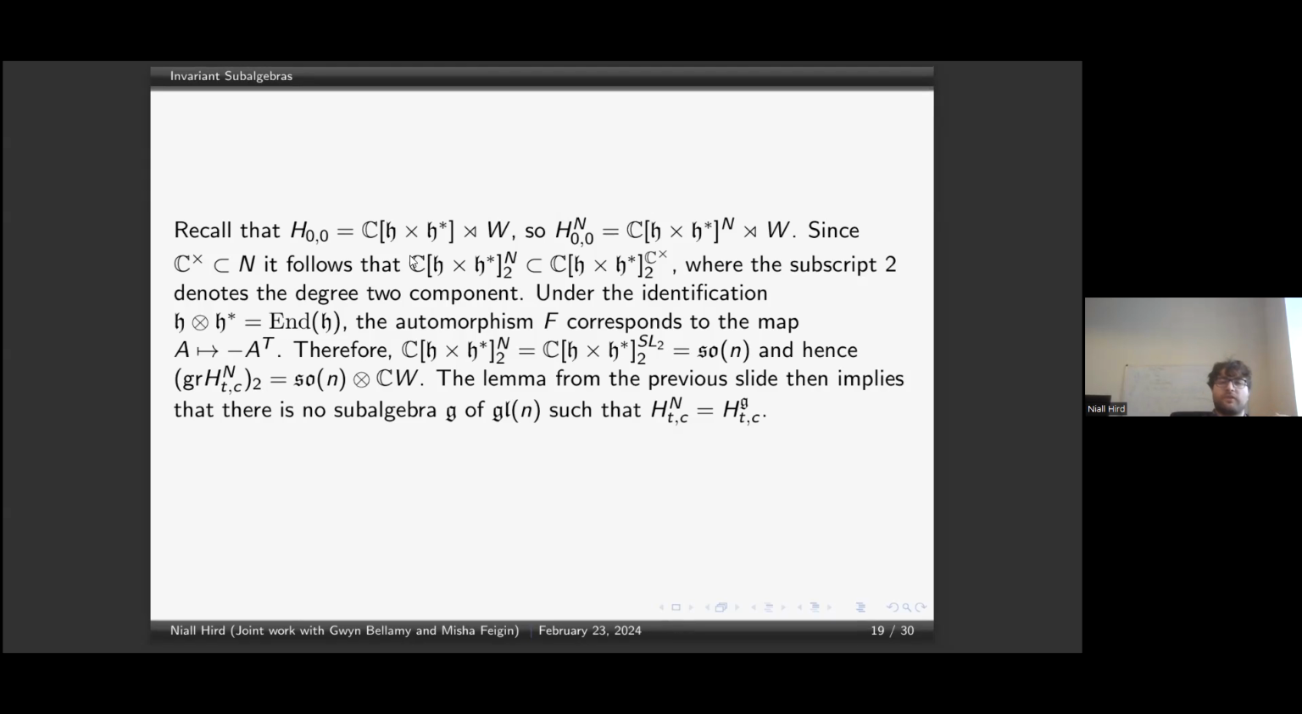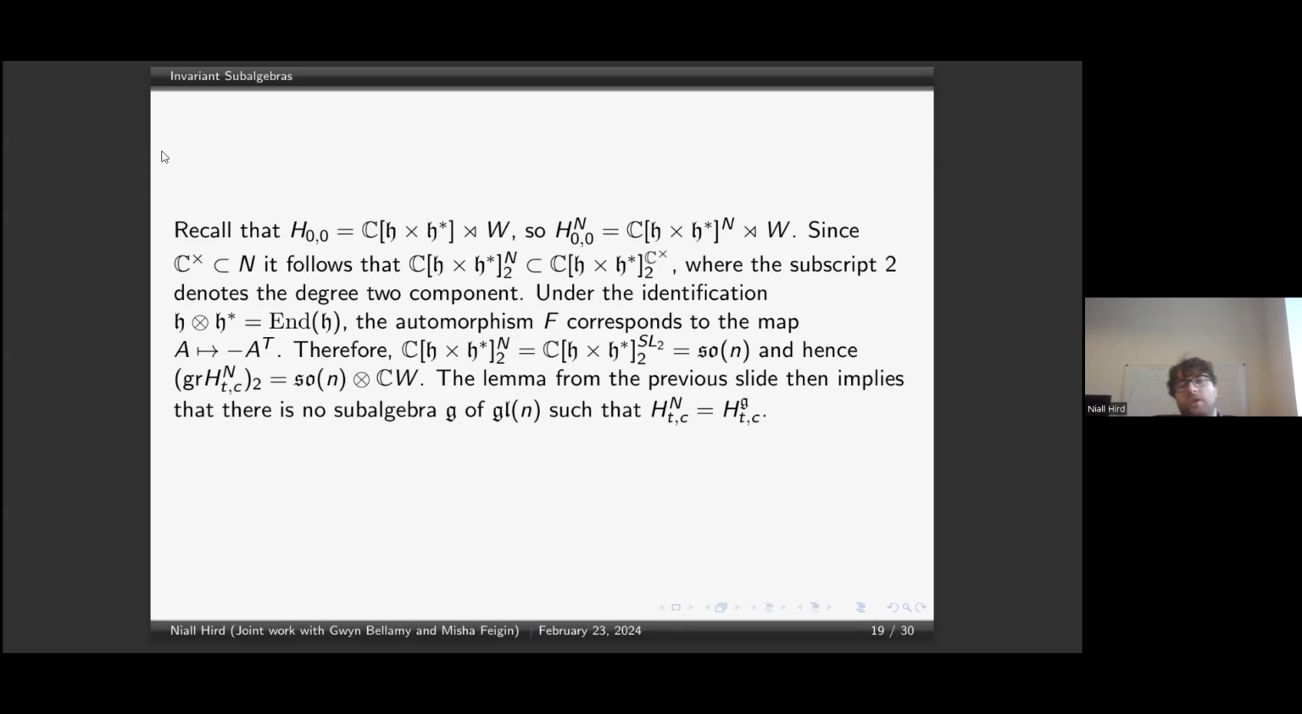But then if we consider the invariants under N at t equals 0 and c equals 0, then we have this second equality here. It's just this invariant polynomial ring semi-direct with the group W. And since the units in C are inside N, we get this reverse inclusion of invariant rings. This 2 here just means the degree 2 component of it, which will become relevant in a second. But that would be true for the whole polynomial ring. If you drop the 2, it's still the same. If you're invariant under N, then you're also going to be invariant under the group of units C.